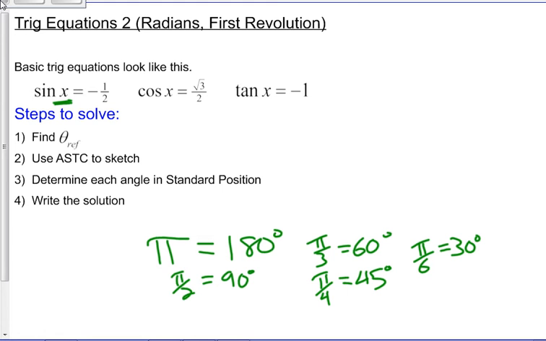We want to find the reference angle. We want to use ASTC to sketch. We want to determine each angle in standard position, and finally just write the solution. So let's get down to it.